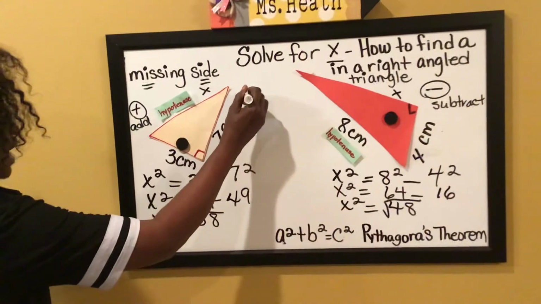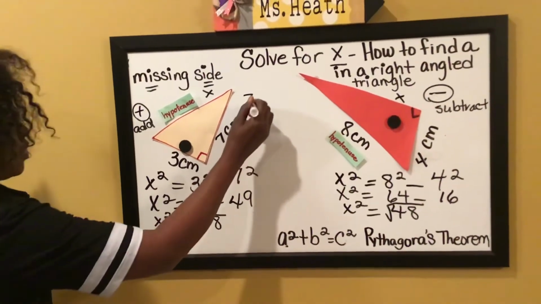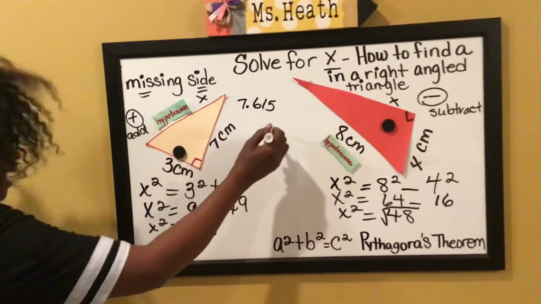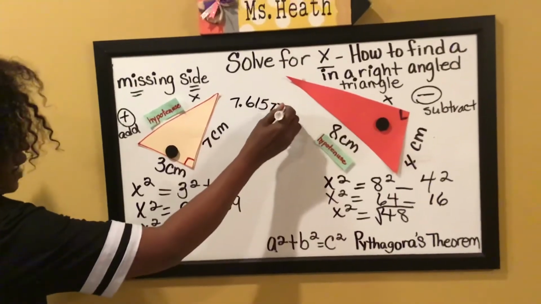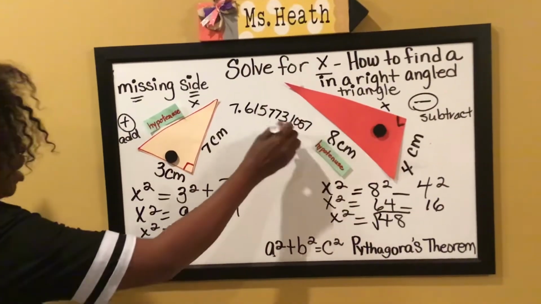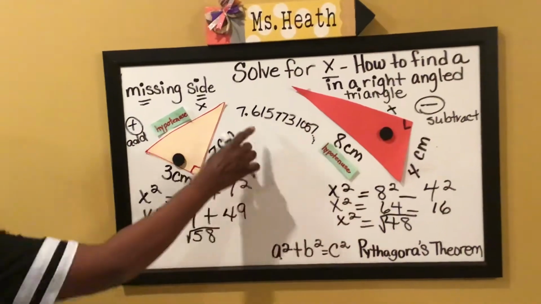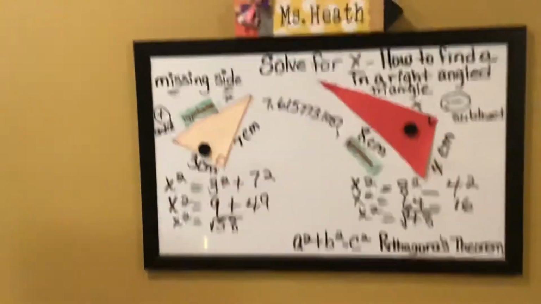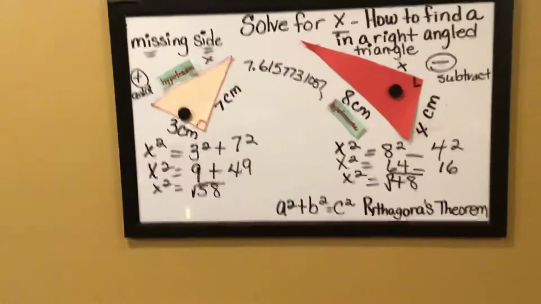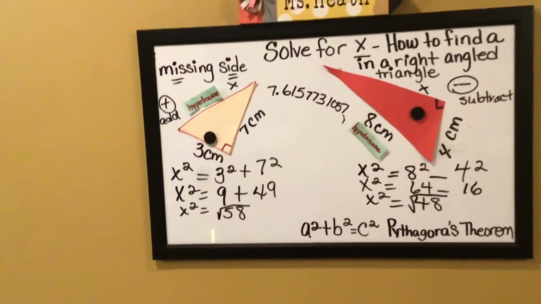And it's going to look like this. It's going to have 7.615. And then it's going to have 773. And it's going to just get long, 1057. And it's going to go on and on. Well, I can't use that. I've got to round that. So I don't need that whole answer. I just need to round it to 2 decimal places.